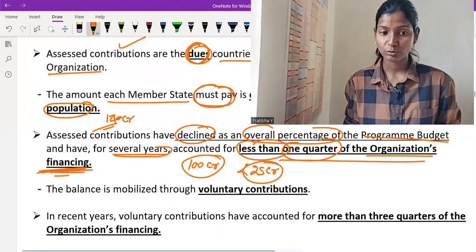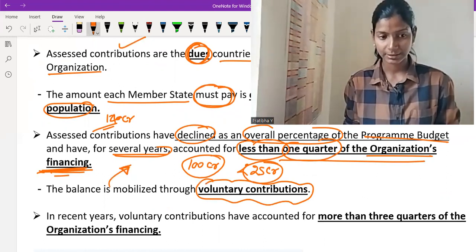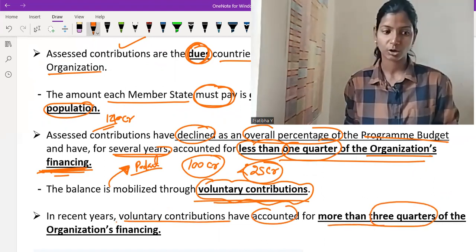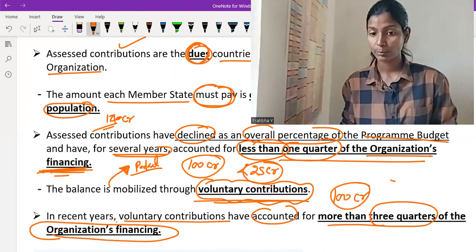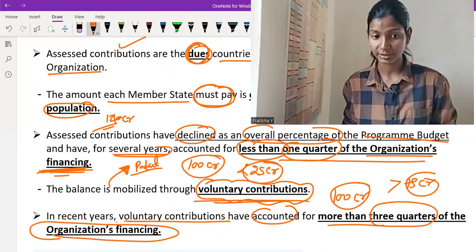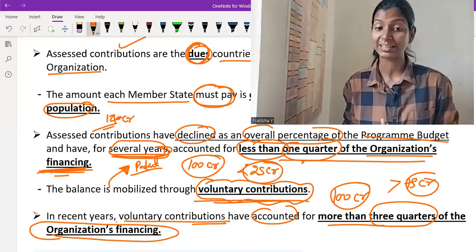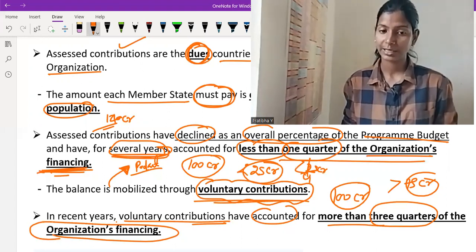And the balance is mobilized through voluntary contribution. This balance which comes into each pocket of the organization is through voluntary contribution. So in recent years, voluntary contribution has accounted for more than 3/4 of the organization financing. That means if organization financing is 100 crore, more than 75 crore comes from voluntary contribution. But for several years, it declined to such a point that less than 1/4 of organization financing comes from the SS contribution.